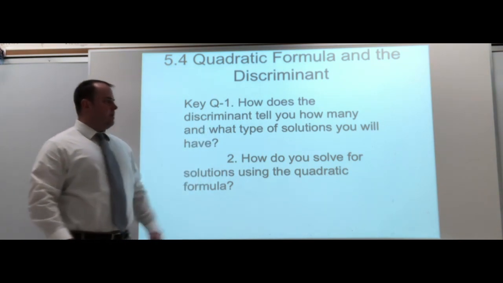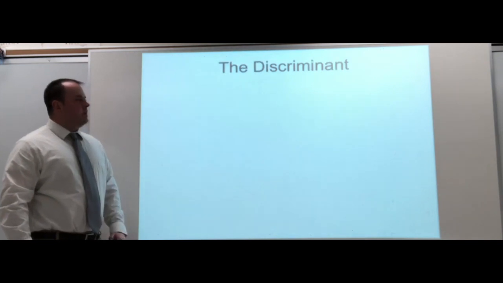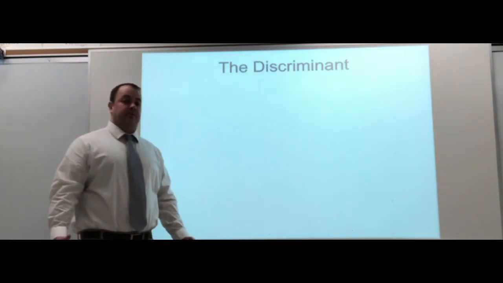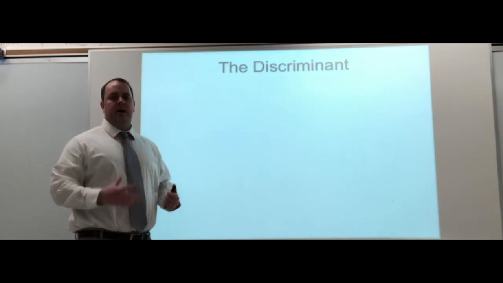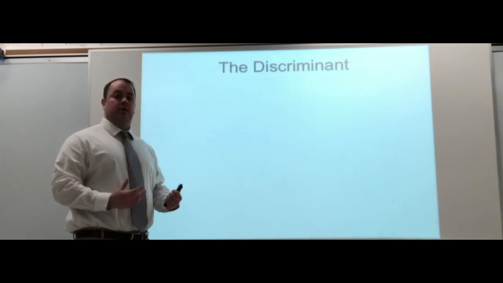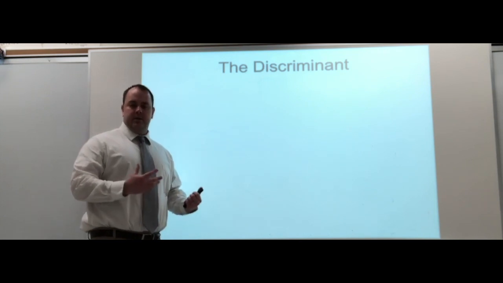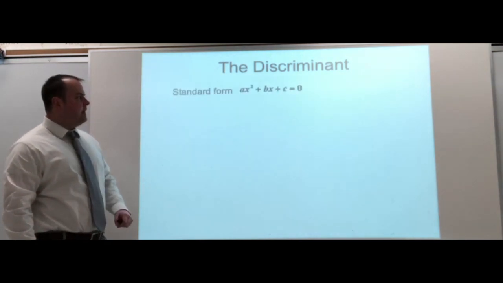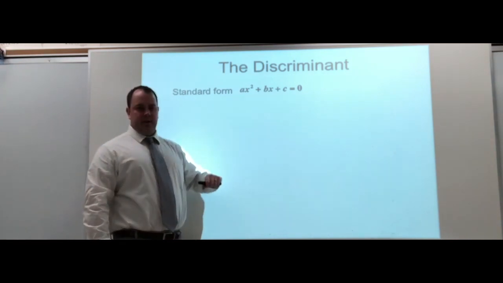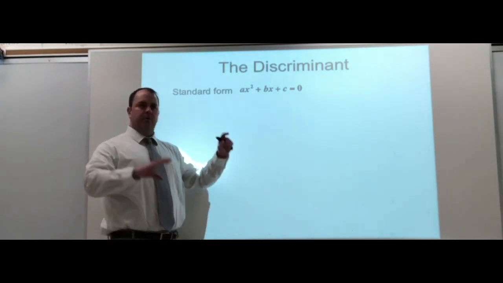So the discriminant first. Okay. The discriminant is a value that tells us information about our solutions. It's a little small formula that we're going to be able to calculate, and we're going to be able to know a little bit about what type of solutions they are. Equation has to be in standard form, so make sure you move things around.